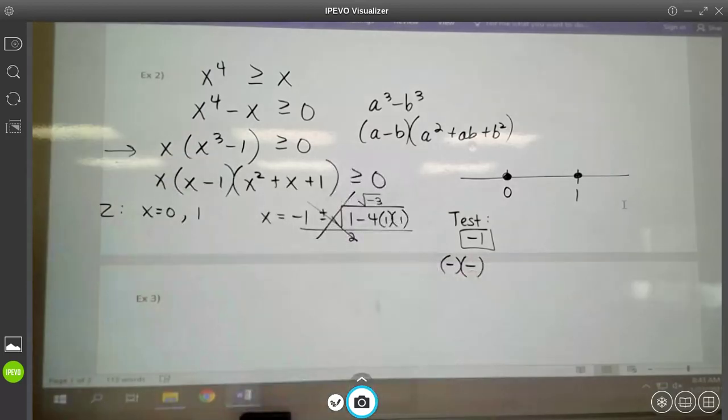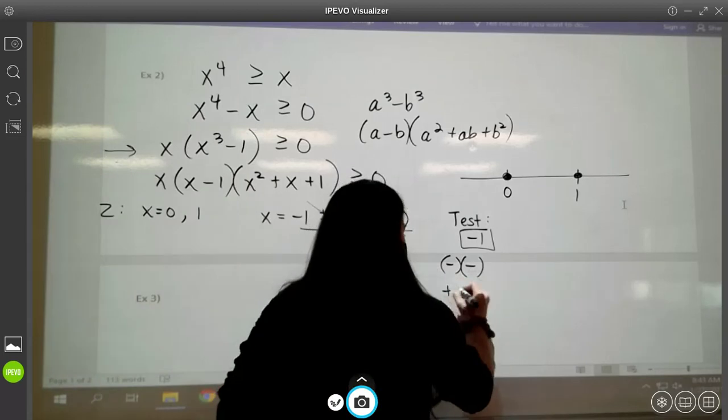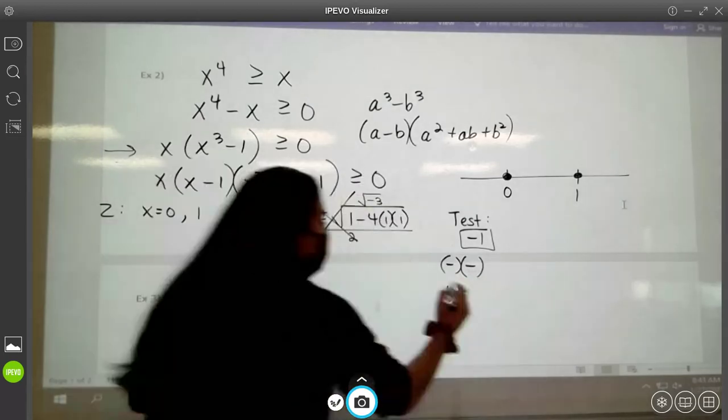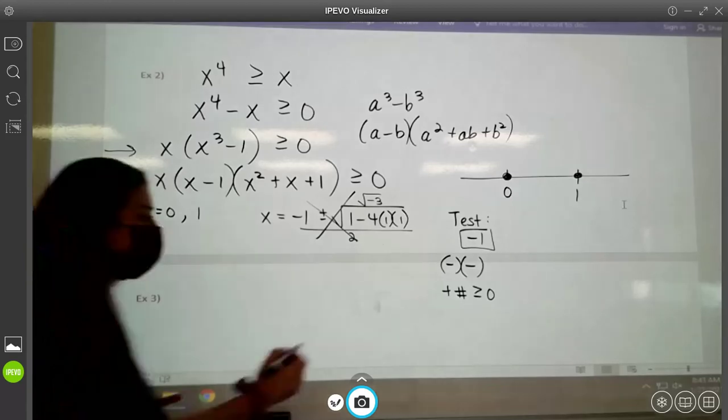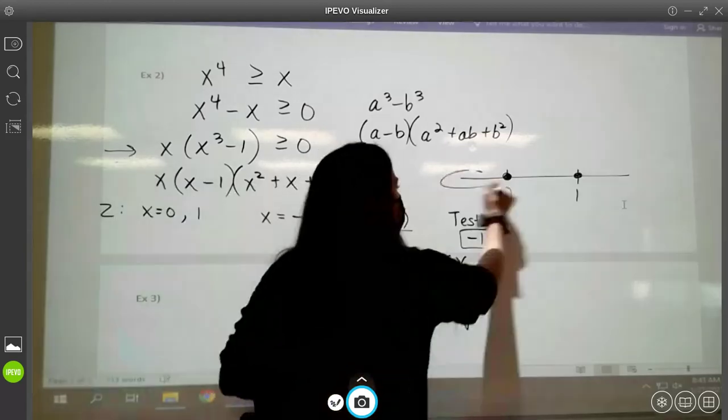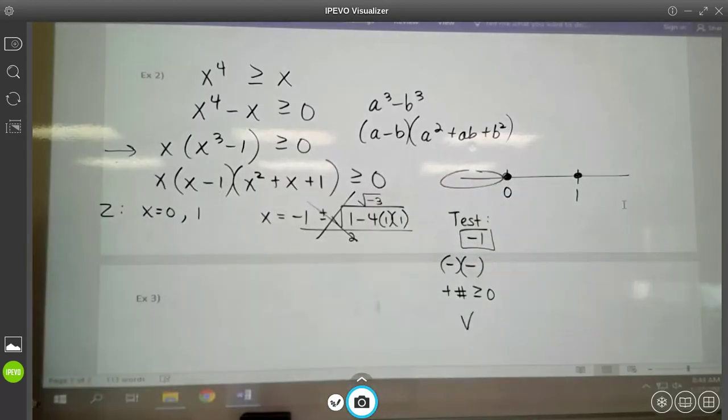So a negative times a negative is going to end up positive. Will a positive number make this statement true and be greater than or equal to 0? Yeah, these are good guys. We're going to hang on to those x values.